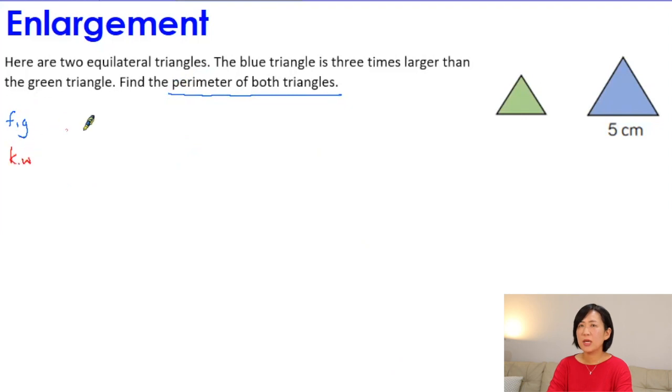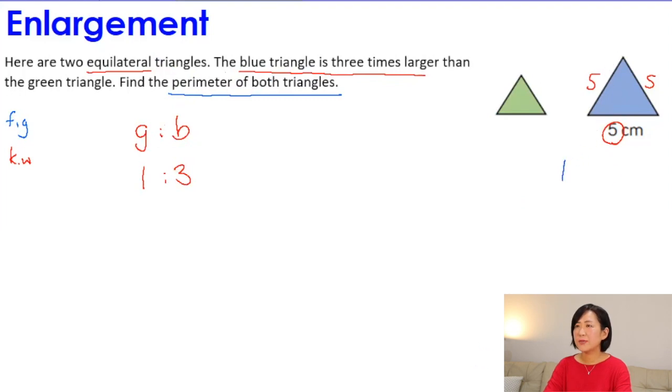Then let's see our keyword. Both triangles are equilateral triangles. That means all the sides are the same. Then you can see one side is 5. That means all the sides of the blue triangle are 5. Then we can also notice the ratio of green triangle to blue triangle: when the green triangle is 1, the blue triangle is 3 because it's 3 times larger. So it's 1 to 3.